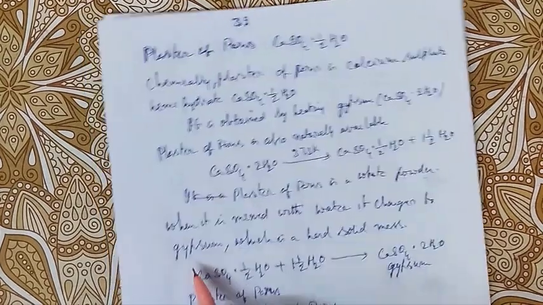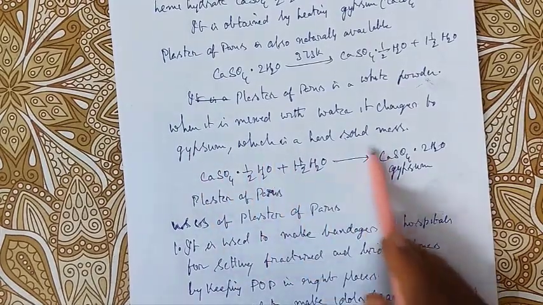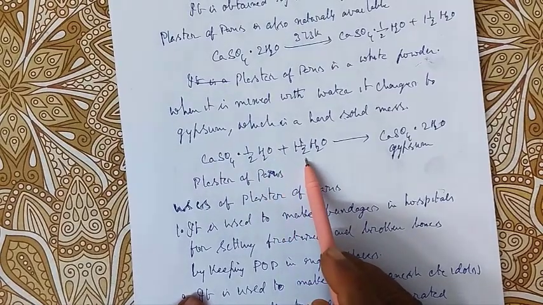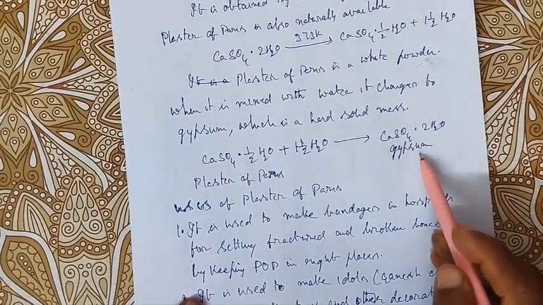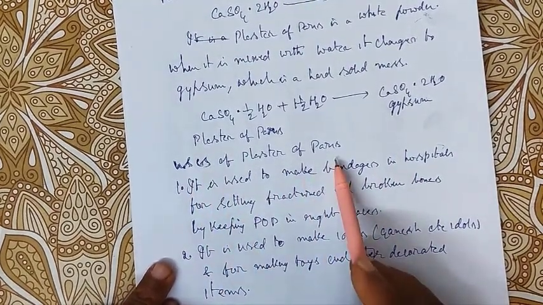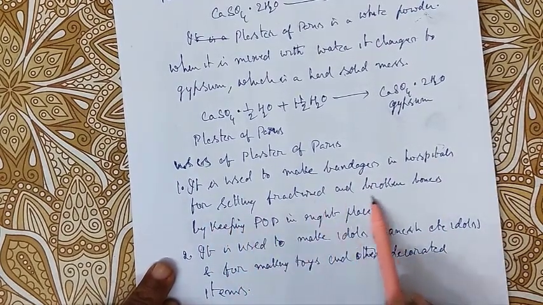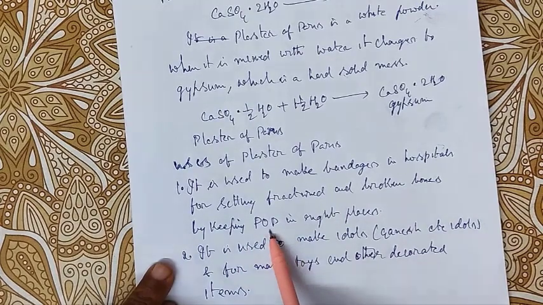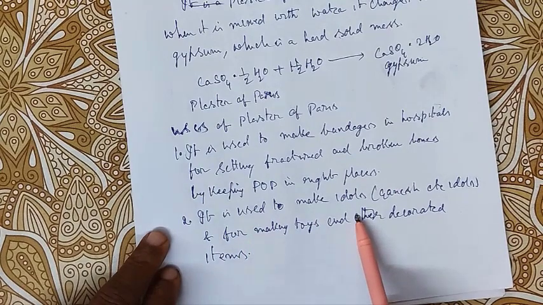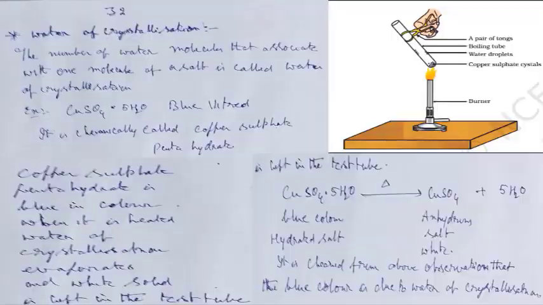Plaster of Paris is a white powder. When it is mixed with water, it changes to gypsum, which is a hard solid mass. So when calcium sulfate hemihydrate mixes with water, it becomes hard, that is, gypsum is formed. Then uses of plaster of Paris. It is used to make bandages in hospitals for setting fractured and broken bones by keeping POP, POP means plaster of Paris, in the right places. It is used to make idols like Ganesh idols, for making toys and other decorative items.